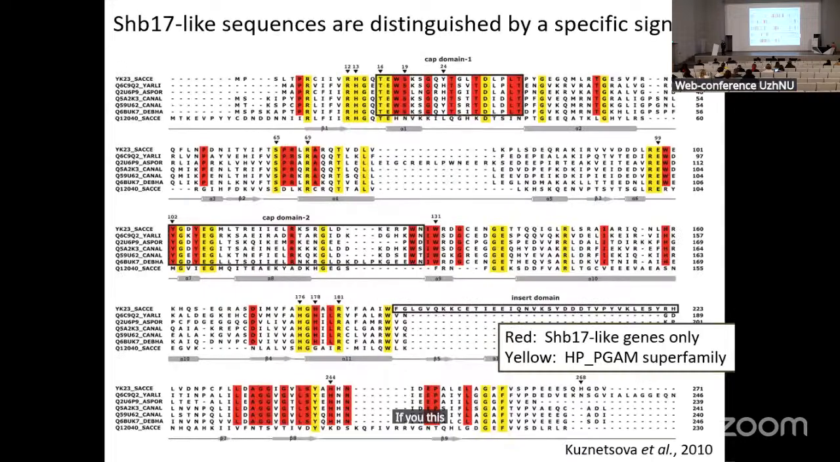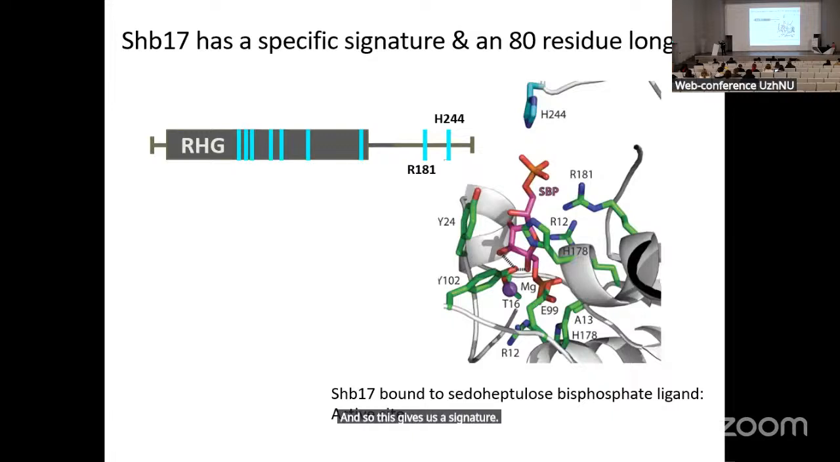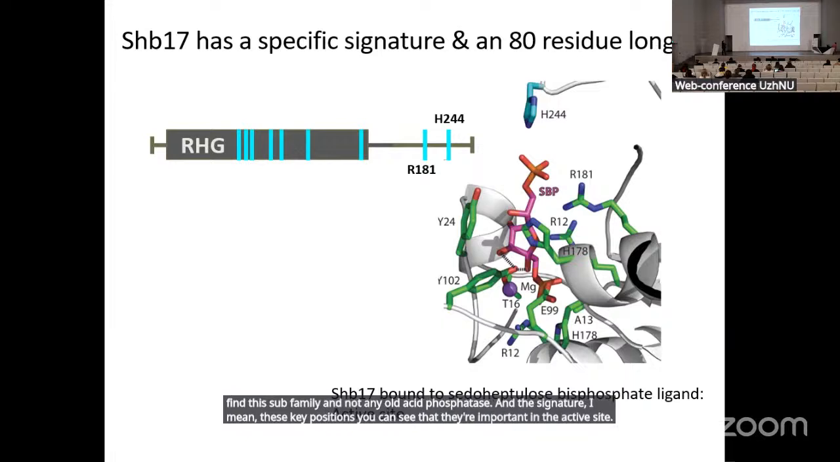This is an alignment that shows SHIB17 and its close relatives, and the red columns are columns that are specifically conserved in other SHIB17-like proteins. The yellow columns are ones that are conserved in other, more distant members of the family as well. And so this gives us a signature of specific sites that we can use to try to find this subfamily and not any old acid phosphatase. These key positions are important in the active site. And in addition, some of them are in this 80 amino acid long tail.